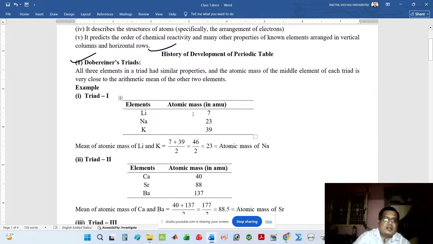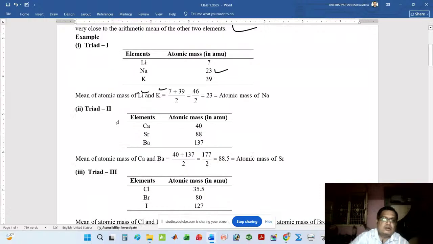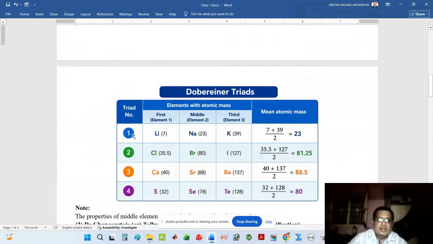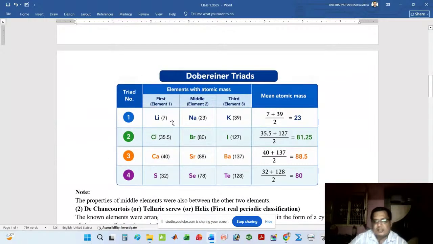As per the Dobereiner triads, all three elements in a triad had similar properties, and the atomic mass of the middle element of each triad is very close to the arithmetic mean of the other two elements. The atomic mass of sodium is equal to the mean of the atomic masses of lithium and potassium. Similarly, I have also covered triad 2. This is your triad 3. This is the classification of elements as per the Dobereiner triads.